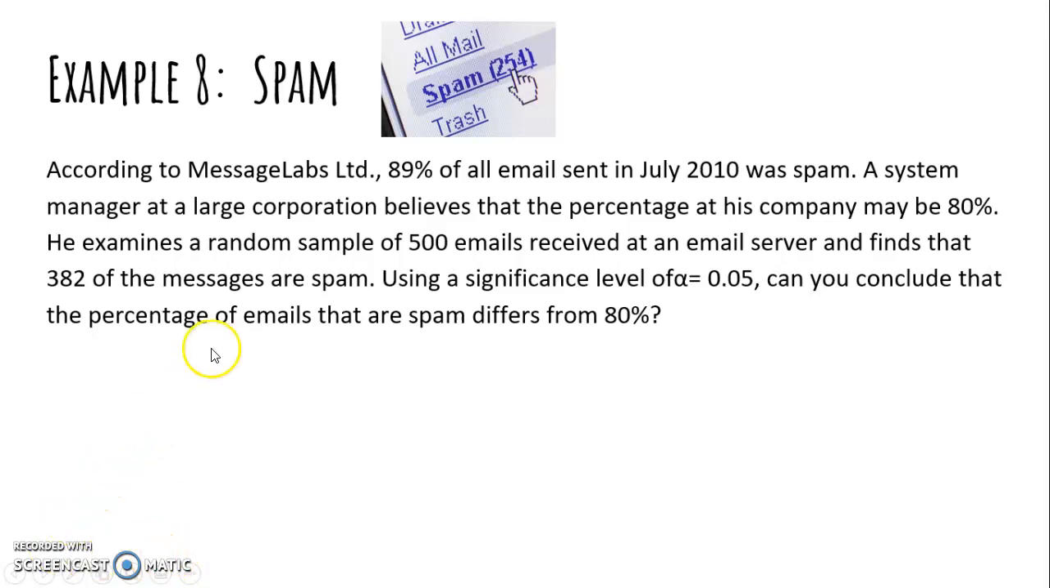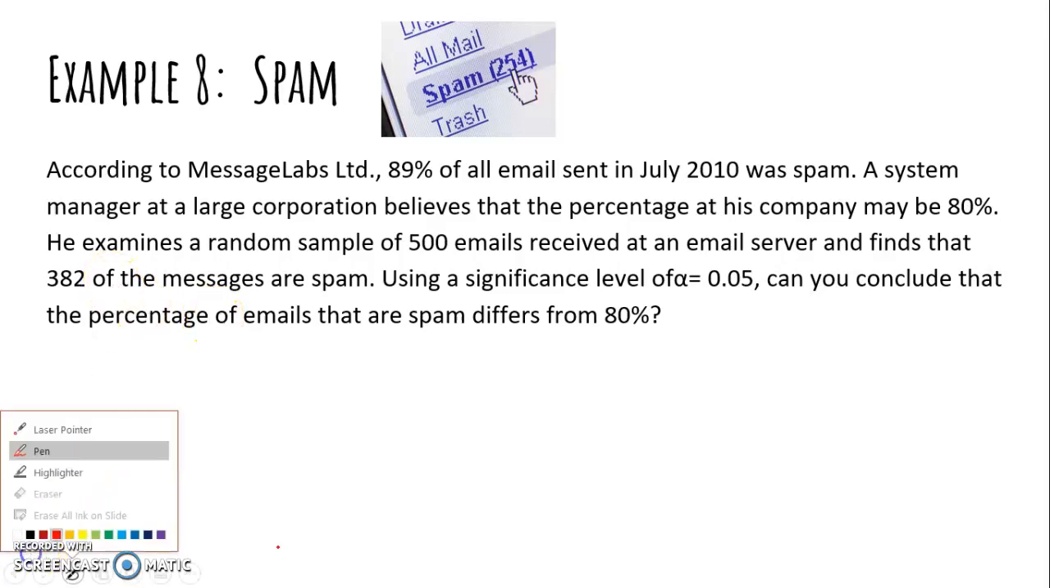According to Message Labs Limited, 89% of all emails sent in July 2010 was spam. A system manager at a large corporation believes that the percentage at his company may be 80%. He examines a random sample of 500 emails received at an email server and finds that 382 of the messages are spam. Using a significance level of 0.05, can you conclude that the percentage of emails that are spam differs from 80%?